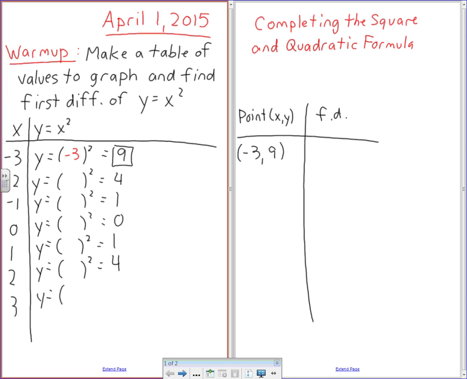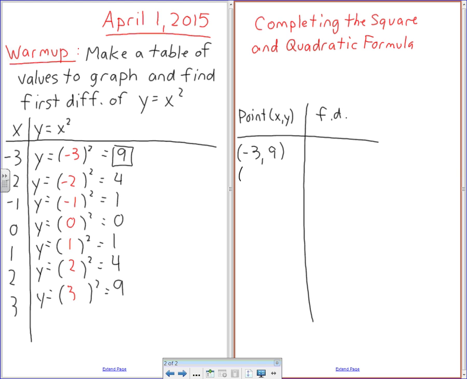And hopefully you guys got the same numbers as me. -2, -1, 0, 1, 2, 3. So I'll plot all my points here. What I do for the points column, you're taking this down, right? What you're doing for the points column here is you're just placing the x and the y. And we're going to graph this here in a minute.